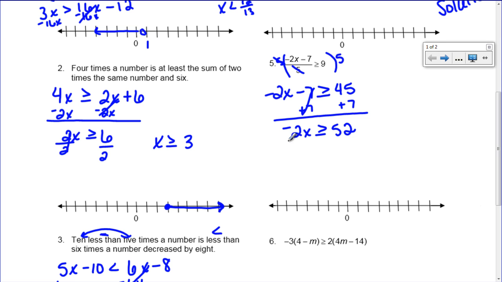Then I'm going to divide both sides by negative 2. And when dividing by a negative, you have to flip your inequality symbol. And so this becomes negative 26. So when I put it on my graph, negative 26 we're going to put as way down here. Because it's underlined, I get to do the colored circle, and less than, my arrow points to the left.